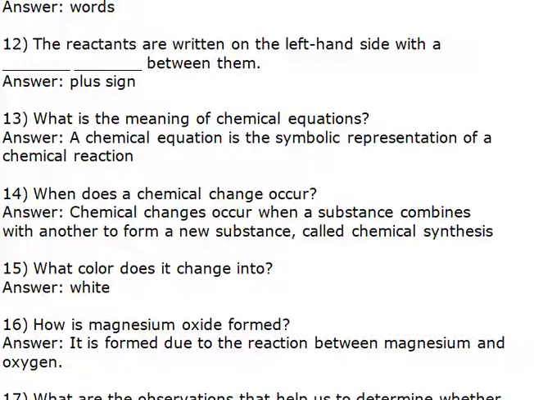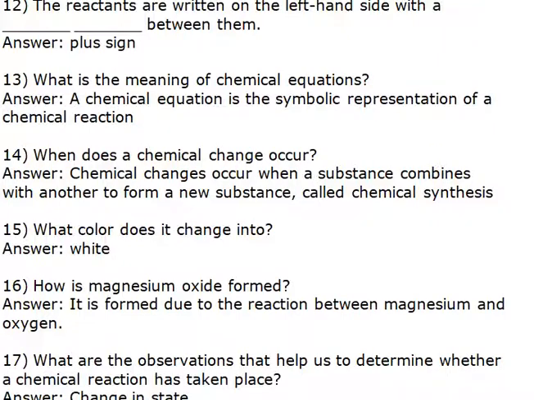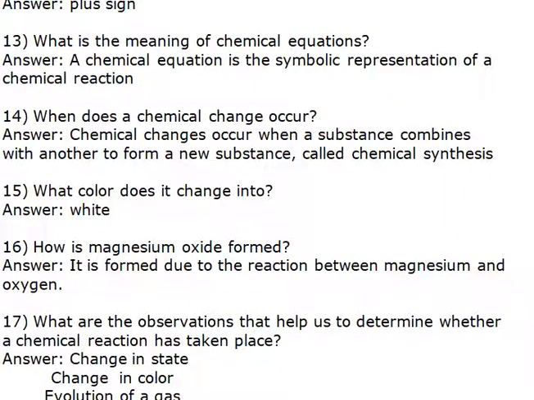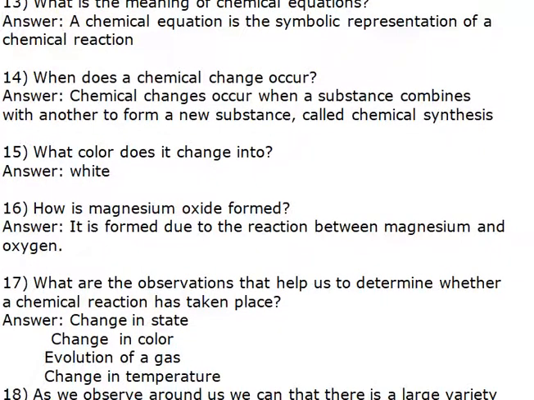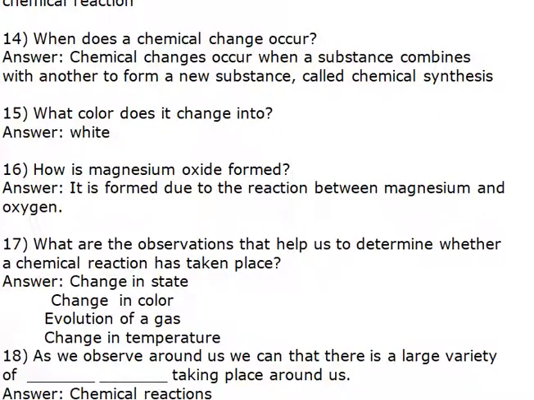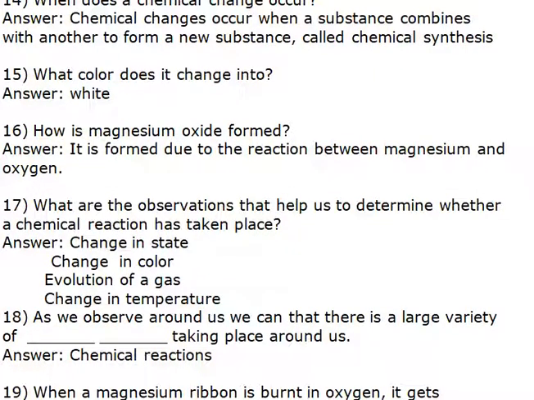Question number 14. When does a chemical change occur? Answer. Chemical changes occur when a substance combines with another to form a new substance called chemical synthesis. Question number 15. What color does it change into? The answer is white. How was magnesium oxide formed? Answer. It is formed due to the reaction between magnesium and oxygen.